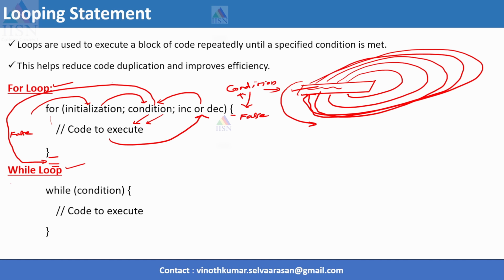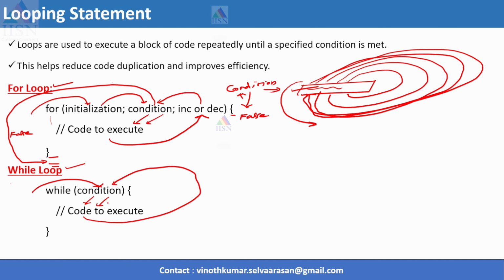What is the while loop going to do? This is the syntax of the while loop: while condition. It is going to first check the condition. If the given condition is true, it is going to execute the code inside the while loop. Once the code is executed, again it is going to check the condition.